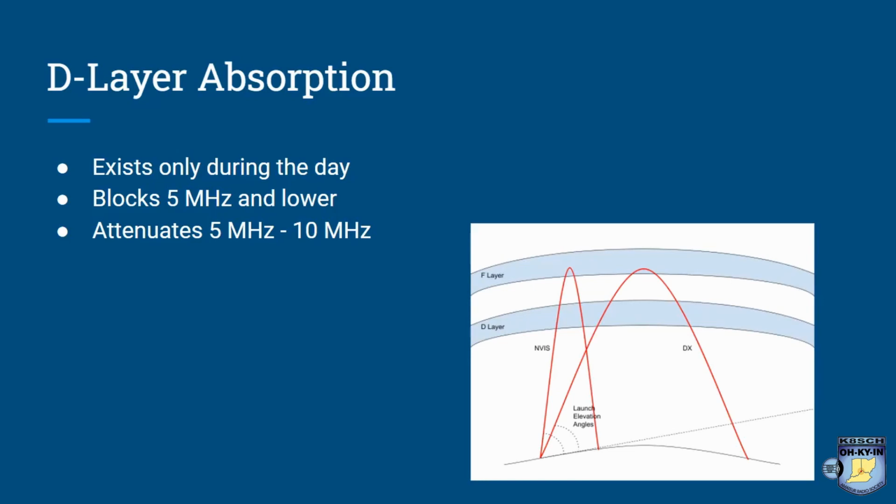It has a tendency to block 5 megahertz and lower. So you see most of our band allocations are higher than that, but not all of them. It also attenuates the 5 megahertz and 10 megahertz frequencies. The key to that one is that with NVIS, we're going up through the D layer and then back down through the D layer, but over a short distance. If you take a look at the DX diagram, the DX arc there, you'll see that it's spending more time in the D layer, longer distance, more absorption. So it attenuates it, but we're still able to work it.